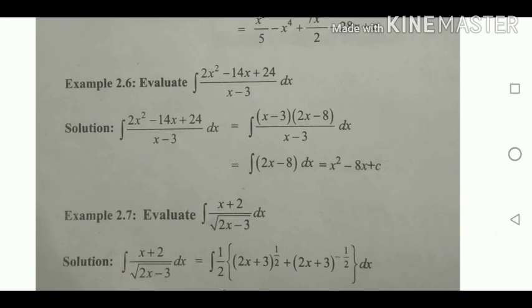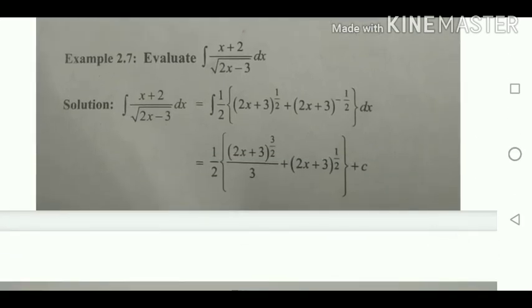evaluate the integral of (2x square minus 14x plus 24) divided by (x minus 3) dx. Here also we are separating the things into two factors. That is, 2x square minus 14x plus 24 is factorized, we are getting (x minus 3)(2x minus 8) divided by (x minus 3). Here x minus 3 is cancelled, so integration of 2x minus 8 becomes x square minus 8x plus c, that is 2x square by 2 cancel, it gets x square minus 8x plus c.